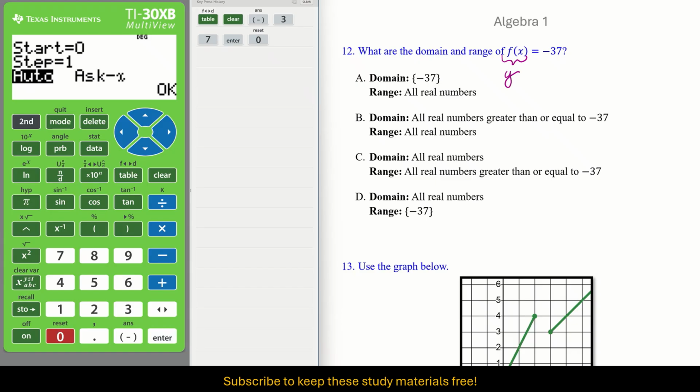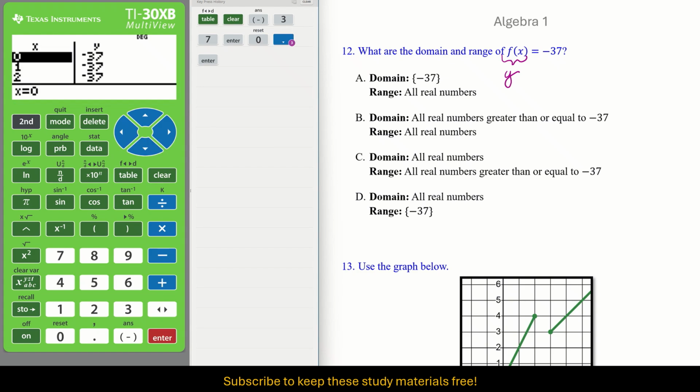I'm going to start at 0 and use auto because we don't know what to ask for. We're just seeing where this goes right now. All right, so let's arrow down till we get to OK and enter that. Well, look at what happens. I'm going to go up and down, arrowing, and no matter what happens, y equals negative 37.